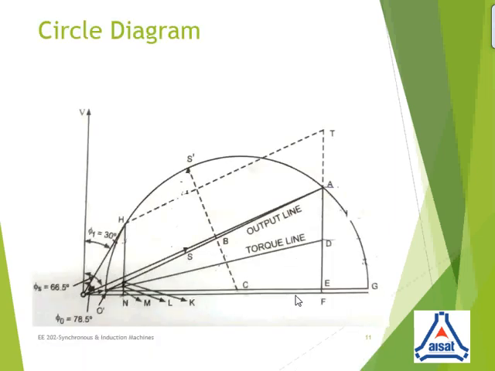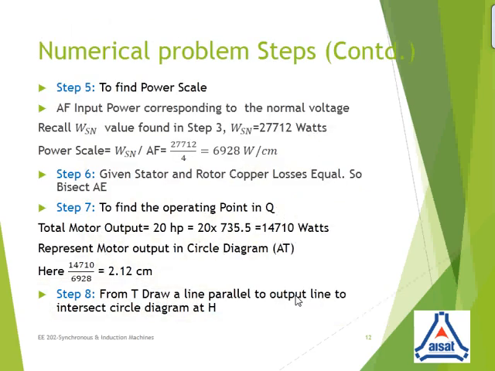This is a complete circle diagram upon computation of the full problem. So we get into the numerical problem steps. So step 5 is to find the power scale. So power scale can be computed both from the numerical values which we have computed earlier and from the graphical one. That is, power scale is computed as WSN upon AF. What is AF? AF is just a measurement from the graph which you have plotted. So AF is nothing but the 4 centimeter which you have got from the graph.